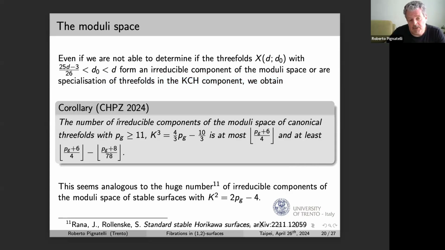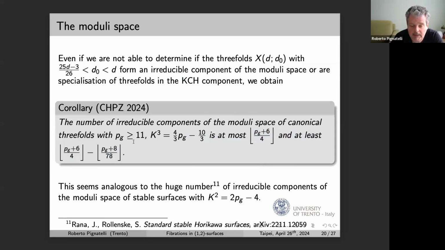So what we obtain is the number of irreducible components of the moduli space of canonical threefolds with PG bigger than 11 and K cubed equal to PG minus 3 is essentially the integral part, rounded down, of PG plus 6 over 4. This is because if I could extend this theorem to also these d0, where I don't really know if the strata form irreducible components or go to a specialization of this KCH component, and if they were also irreducible components, as I in fact imagine, then the number of components would be exactly this number, which is nicer. Otherwise, it could be a little bit less. But still, we have a lot of components, and we essentially know all of them.